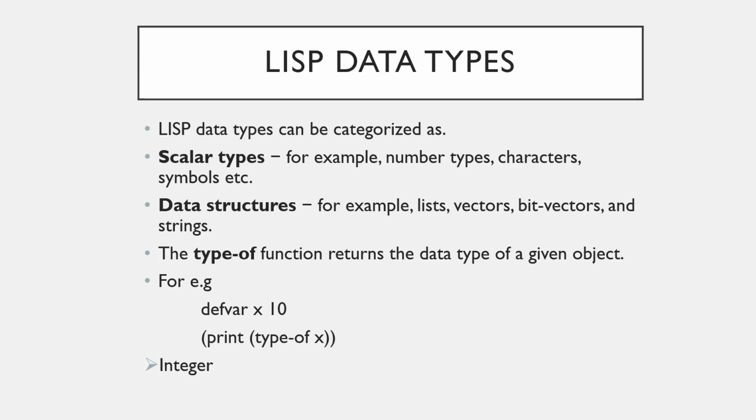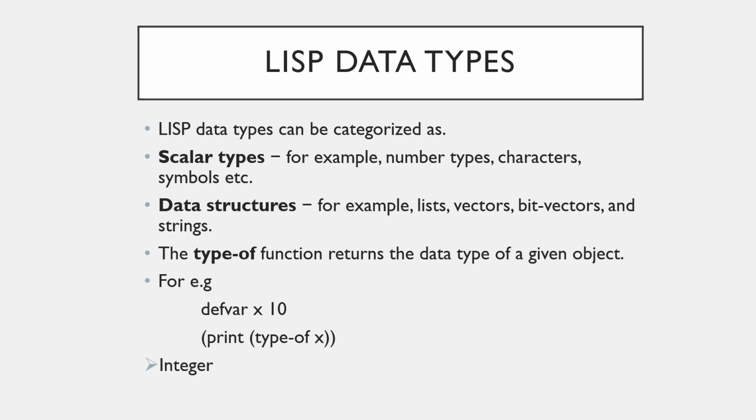Now we will go to the data types. Data types can be characterized as scalar types or data structures. Scalars means numbers, characters and symbols. Data structures means bigger data types, for example, lists, vectors, bit vectors and strings.